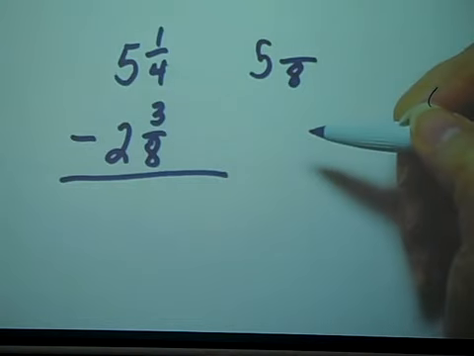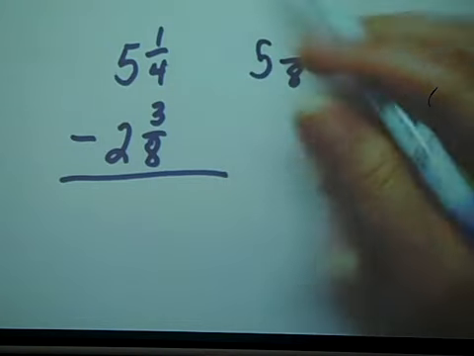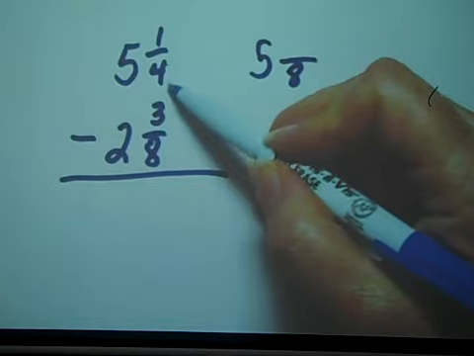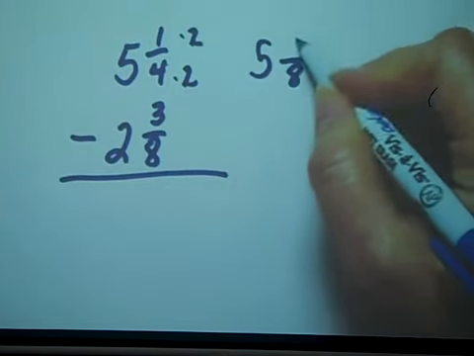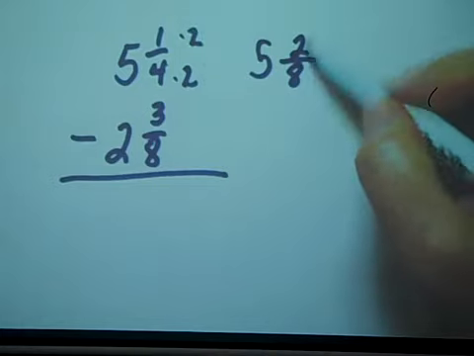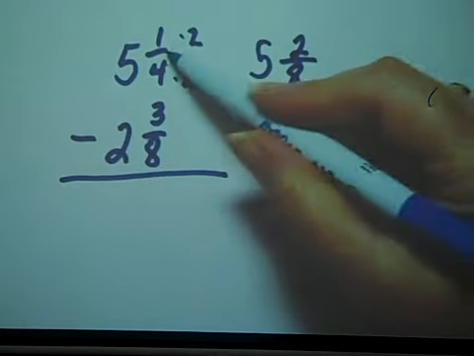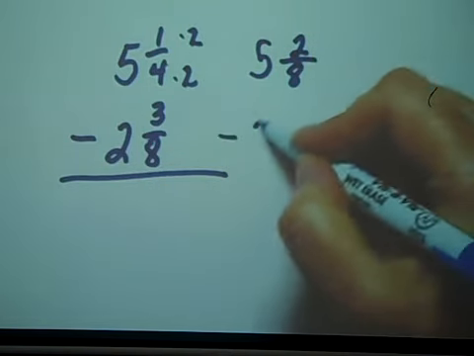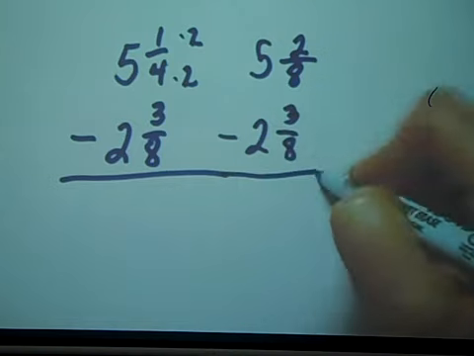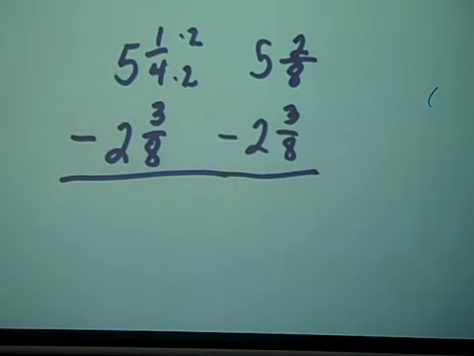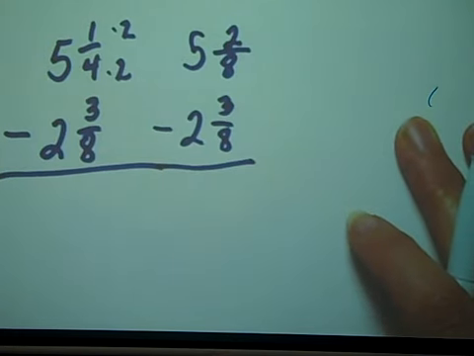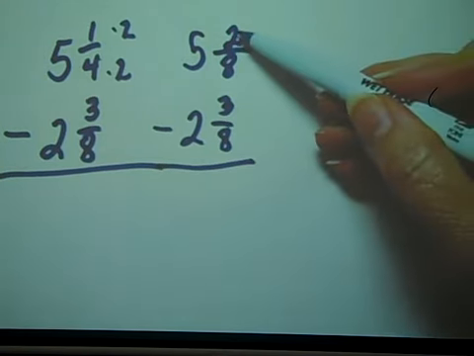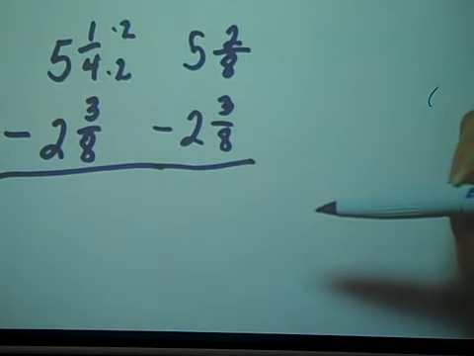I keep the whole number 5, but the 1/4, if we multiply the top and bottom by 2, would create an equivalent fraction of 2/8, equivalent to 1/4. And then subtract our 2 and 3/8. 3 from 2 we can't do. So we're going to have to do the borrowing piece, which is only necessary in subtracting mixed numbers when the top number's numerator is smaller than the bottom.